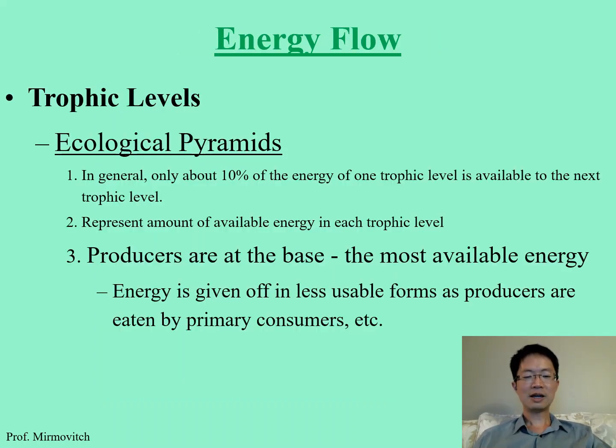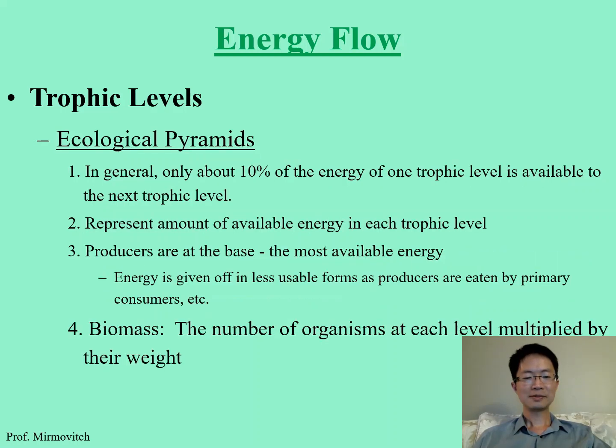Producers are at the base, with the most available energy, given up in less usable form as producers are eaten by primary consumers. It's pretty straightforward. Biomass is the number of organisms at each level multiplied by their weight. So this is another good way to study ecology using biomass.